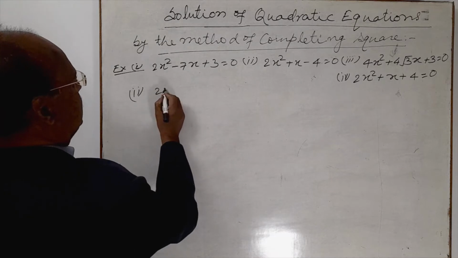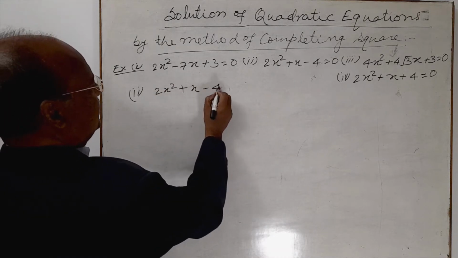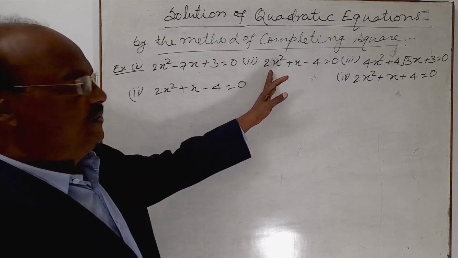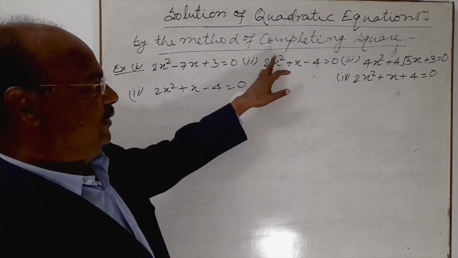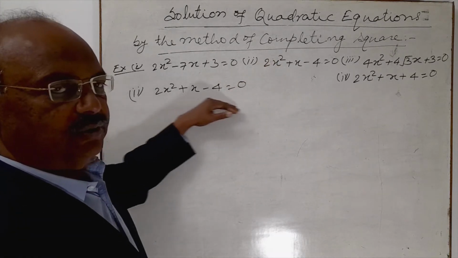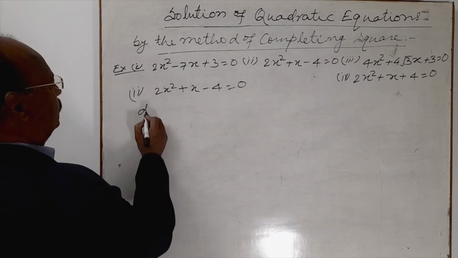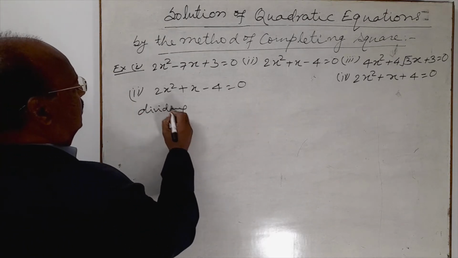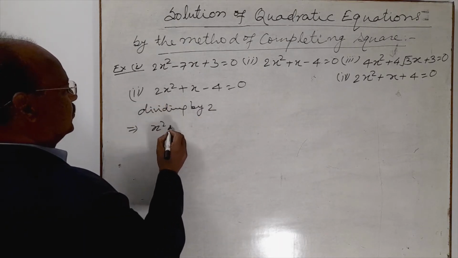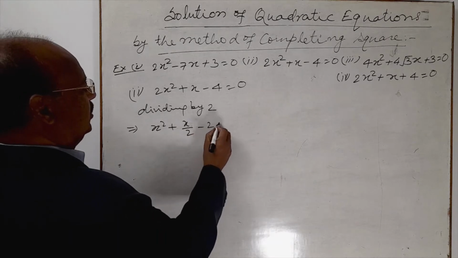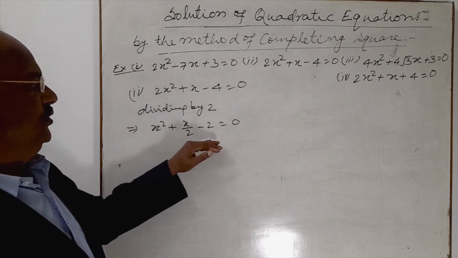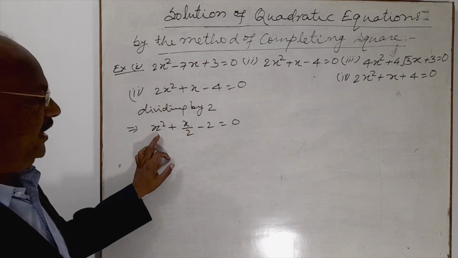Here the second question is 2x square plus x minus 4 is equal to 0. Here also you see 2 is here. So 2x square is not a perfect square. So we will divide this expression throughout by 2. So dividing by 2, we get x square plus x by 2 minus 2 is equal to 0. We have divided this expression by 2. Correct?